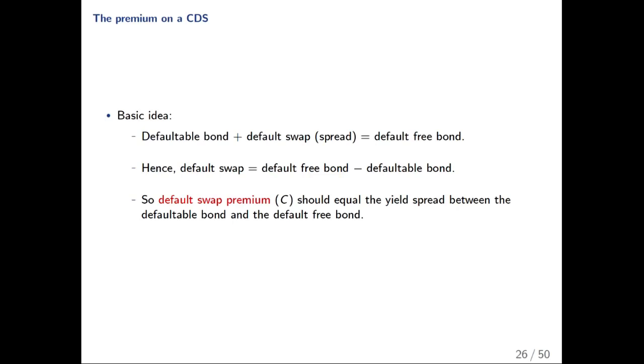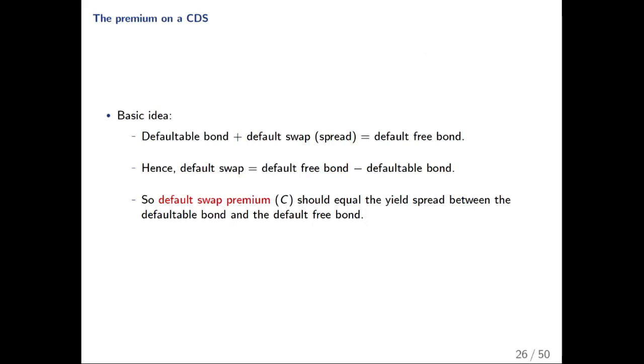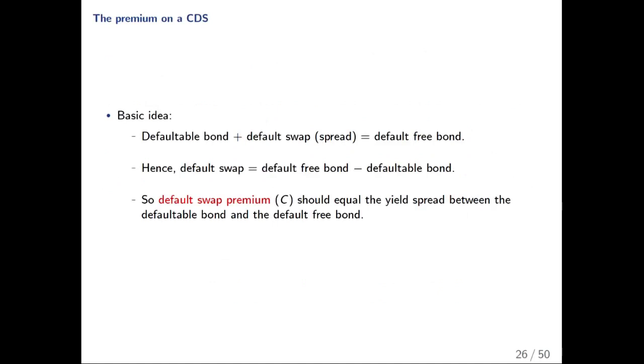Therefore, if I know what the default-free bond rate is, and I know what the defaultable bond rate is, I know what the credit default swap spread should be. So this is essentially the argument that I can replicate the cash flows of a CDS by trading default-free bonds and risky bonds. Let's take a 5-minute break before we go through this. There are two parts: I'm going to describe exactly how one can replicate a CDS by trading these two things, and then there's going to be some algebra.